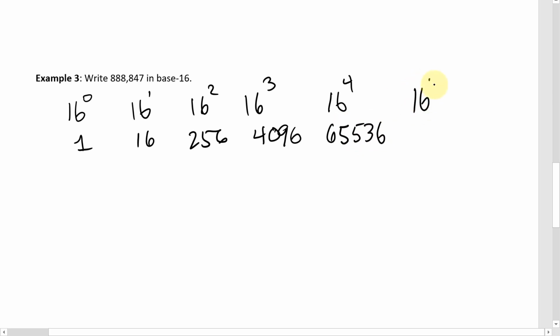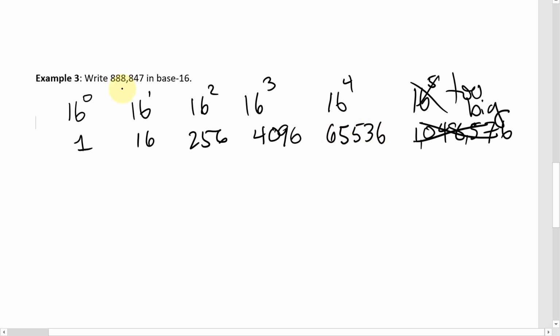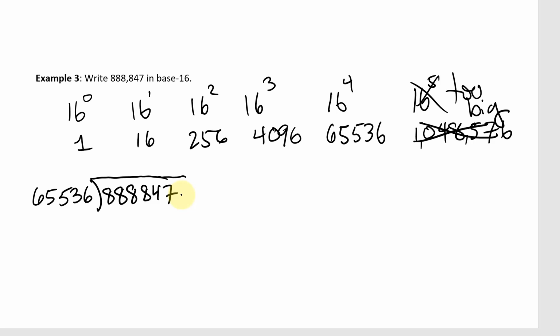16 to the power 5, that's actually 1,048,576. So that's clearly larger than the 888,000. So we don't need this one, it's too big. So we'll start with 65,536 and divide that into the 888,000. How many times does 65,536 go into 888,847? Definitely use a calculator for that. Goes 13 times with some left over.